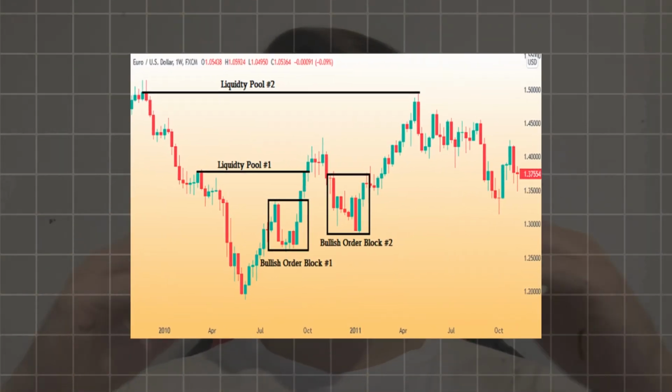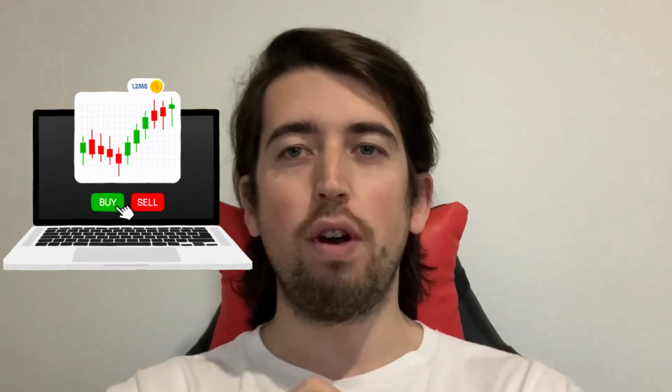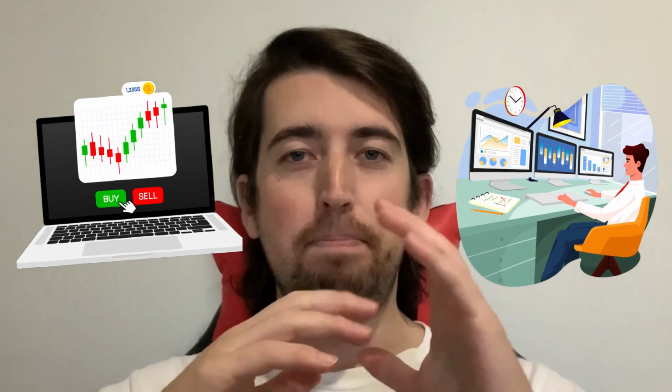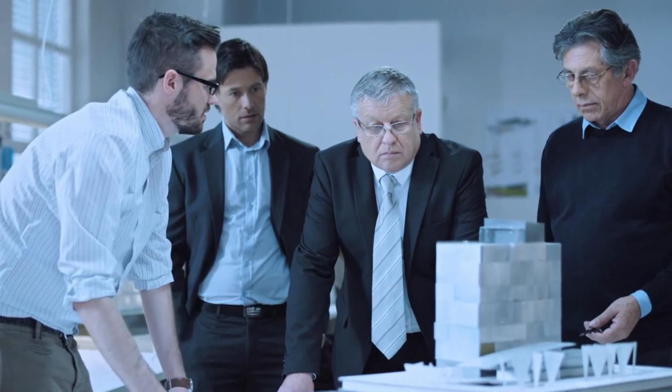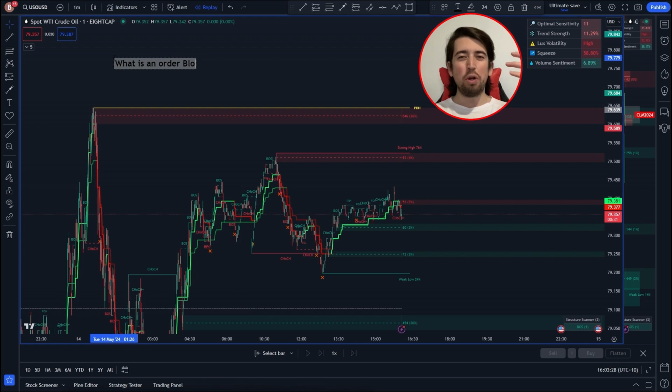So to get into this, order blocks are key concept areas in trading, especially in the Forex and stock markets. They're basically a cluster of orders placed by big institutional investors, and understanding them can really help you make sense of market movements and price action. So what exactly is an order block?